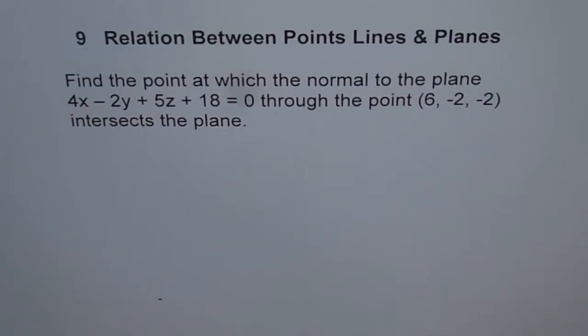So the normal is, that's kind of interesting. A plane will have many normals, right? So this normal is going through the point (6, -2, -2), and we need to figure out where this normal will intersect the plane. You got it? Find the point at which the normal to the plane, which is given in Cartesian form, through the point (6, -2, -2) intersects the plane. So let's try to figure it out.